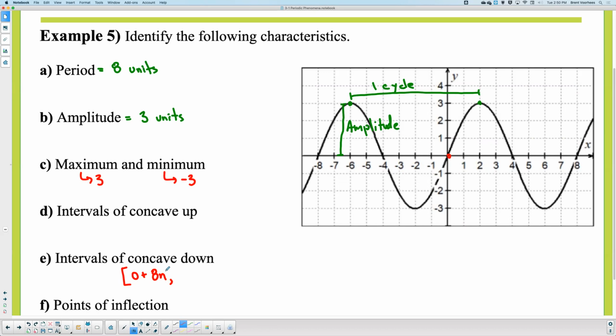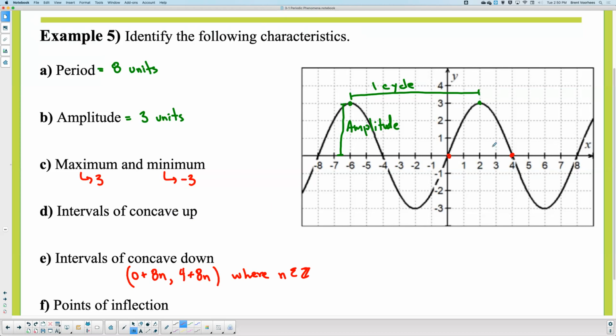And then where does it stop being concave down? With intervals, you do parentheses, not a bracket. Where does it stop being concave down? At 4. And so it'd be 4 plus 8n. Because that's the period. Okay. Where n is an integer. That's how you'd write that. A double Z means it could be a -1. It could be a 0. It could be a +1, so on.